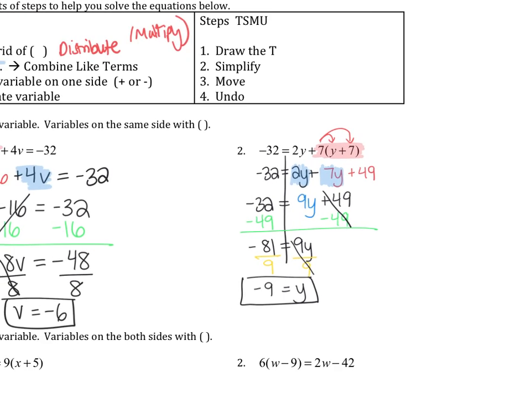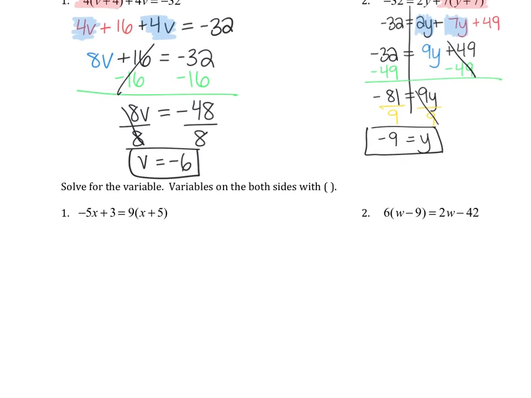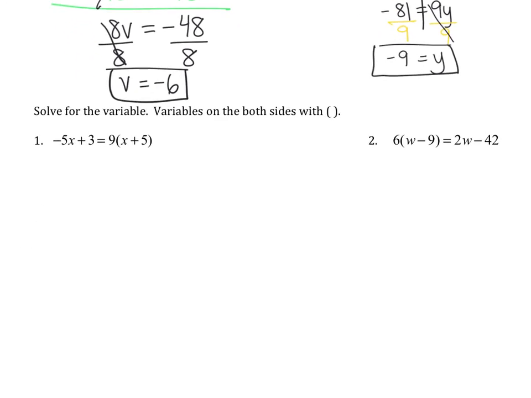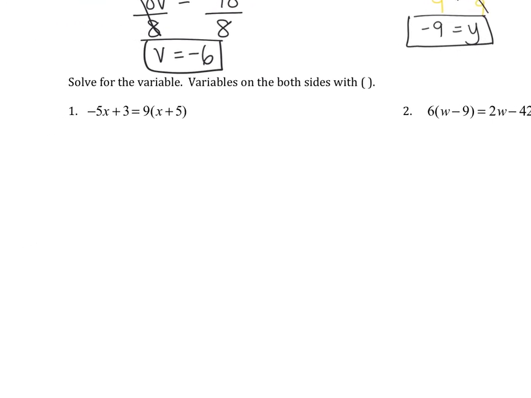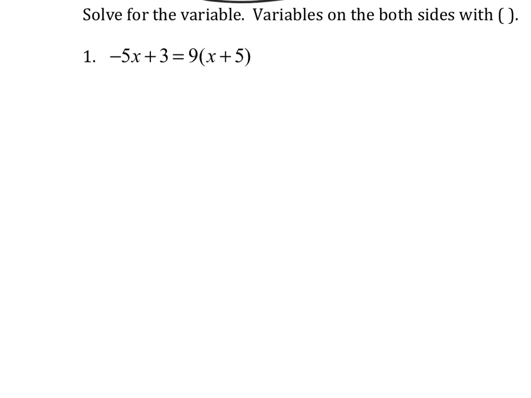Please make sure that you write down your steps. If you do not write down your steps, you will get lost in these multi-step equations. The next one is solving for the variable when variables are on both sides. So we're still going to follow these steps one by one, okay?